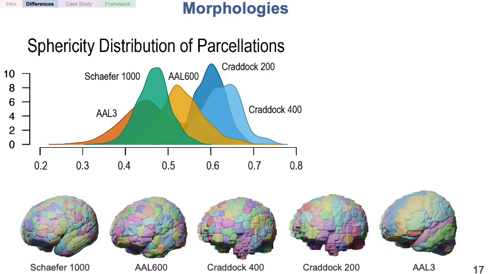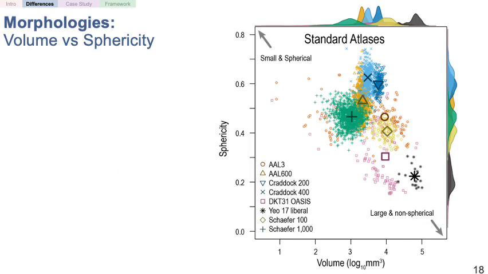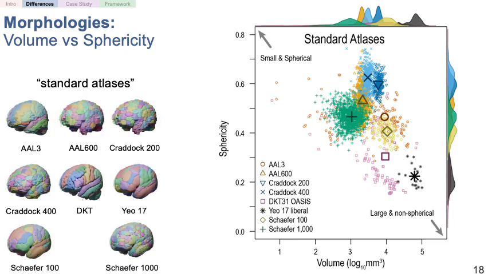Looking at another morphological property, such as sphericity, where a value of 1 represents a perfect sphere, you have some parcellations that are more spherical and great for some study designs, and other regions that may be more ellipsoid. Combining both sphericity and volume distributions of these so-called standard atlases, as opposed to random atlases shown next, you do have regions that are very large and non-spherical in the bottom right-hand side of the graph, and other regions that are very small and spherical on the top left-hand side of the graph.